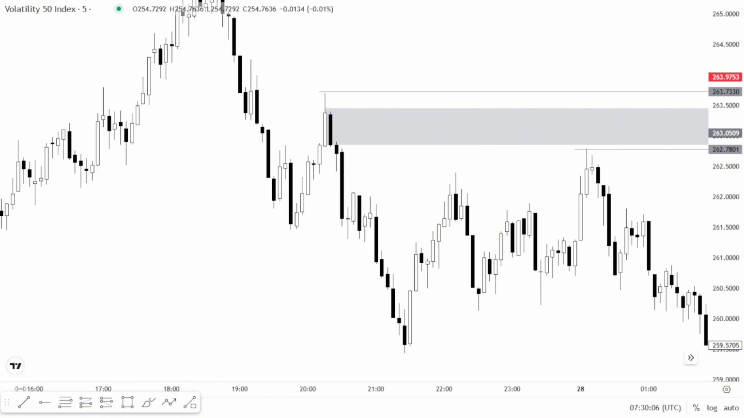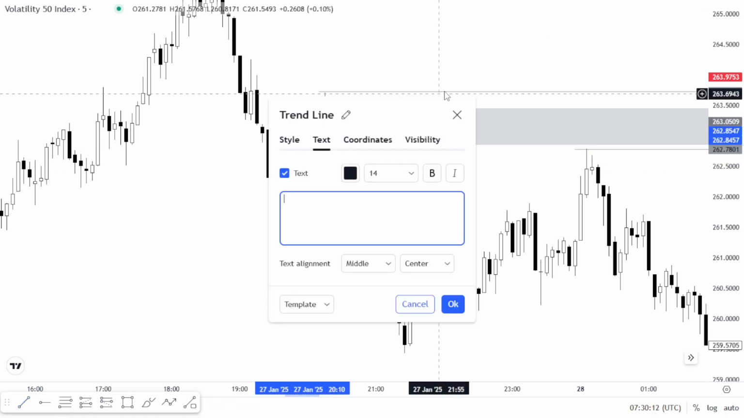All right, so now here, look at this. We have a sweep of liquidity. We have our market structure, sweep of liquidity. All right, so that did not appear. Let's just wait and see. Why is it not coming up?